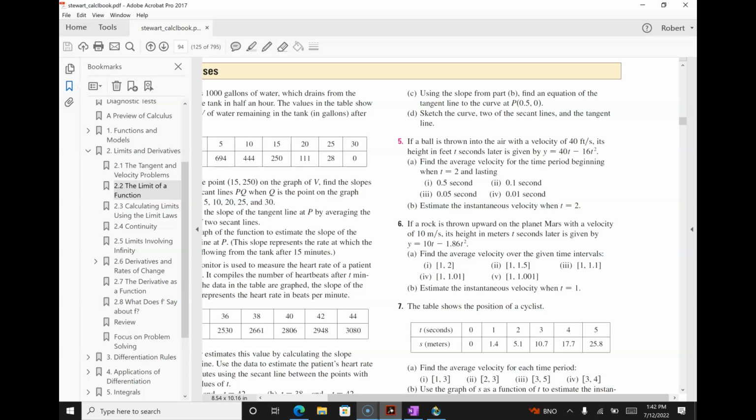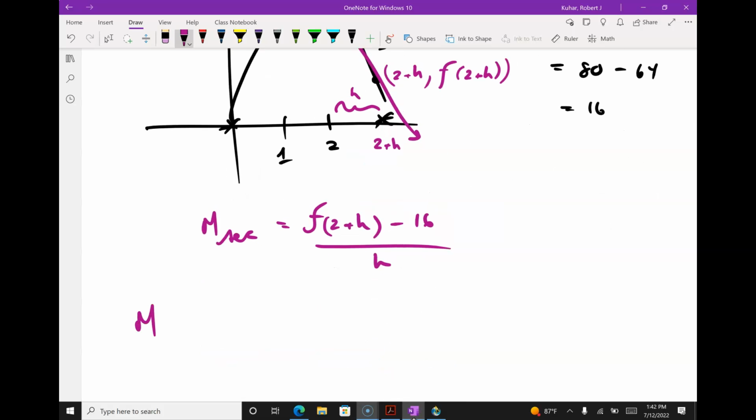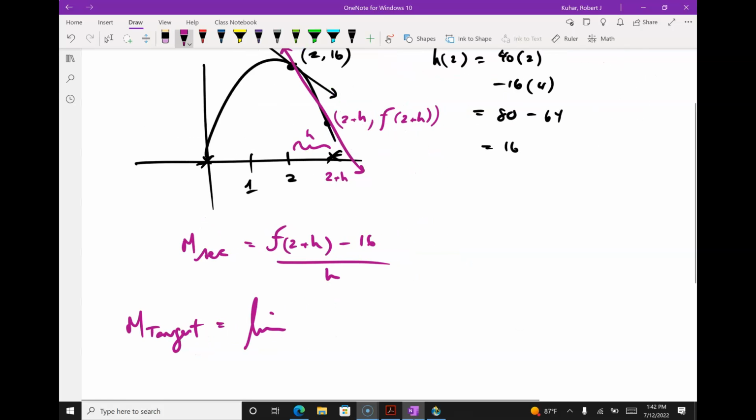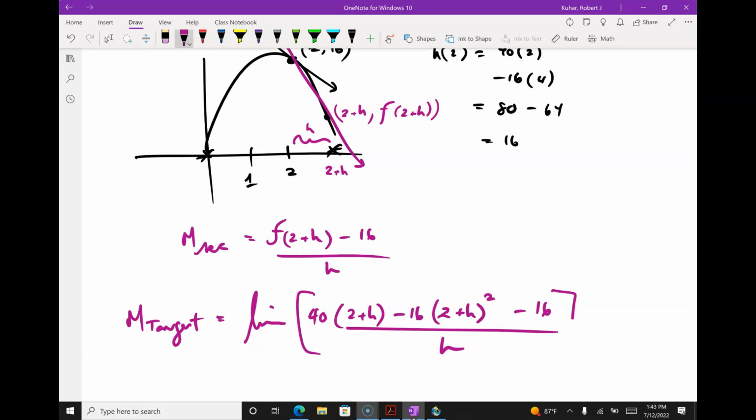And then you can guess. But then what do I want you to do? Take that secant slope and take the limit of it. Right? Get that secant slope and get the limit of it. What do I have here? 40 times 2 plus h minus 16 times 2 plus h quantity squared minus 16, all over h. Right? You see? I'm doing the problem for you, but I don't care. I want you to understand it.